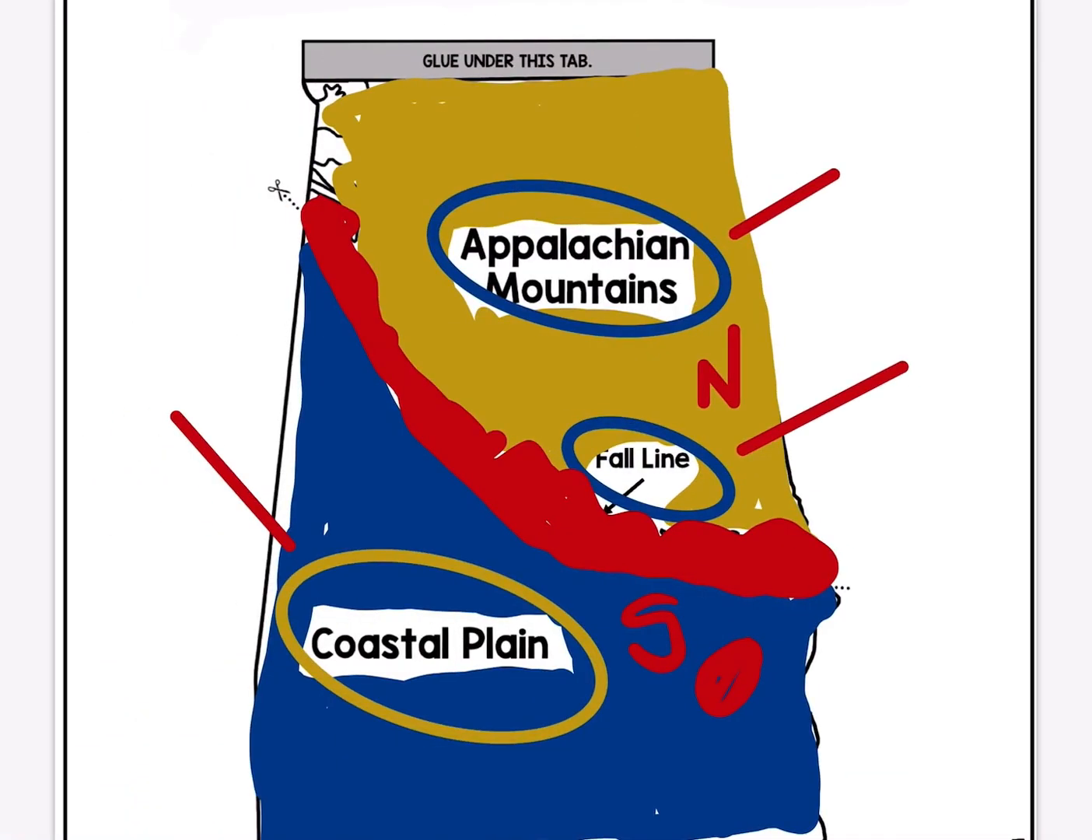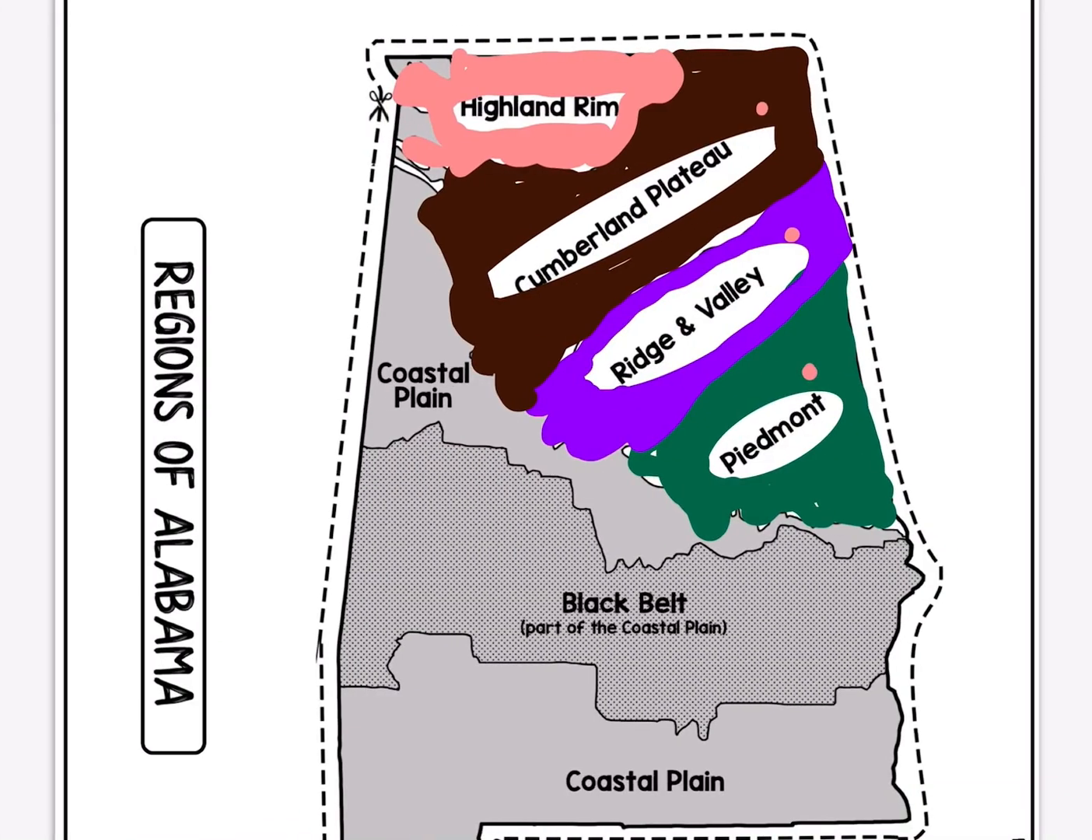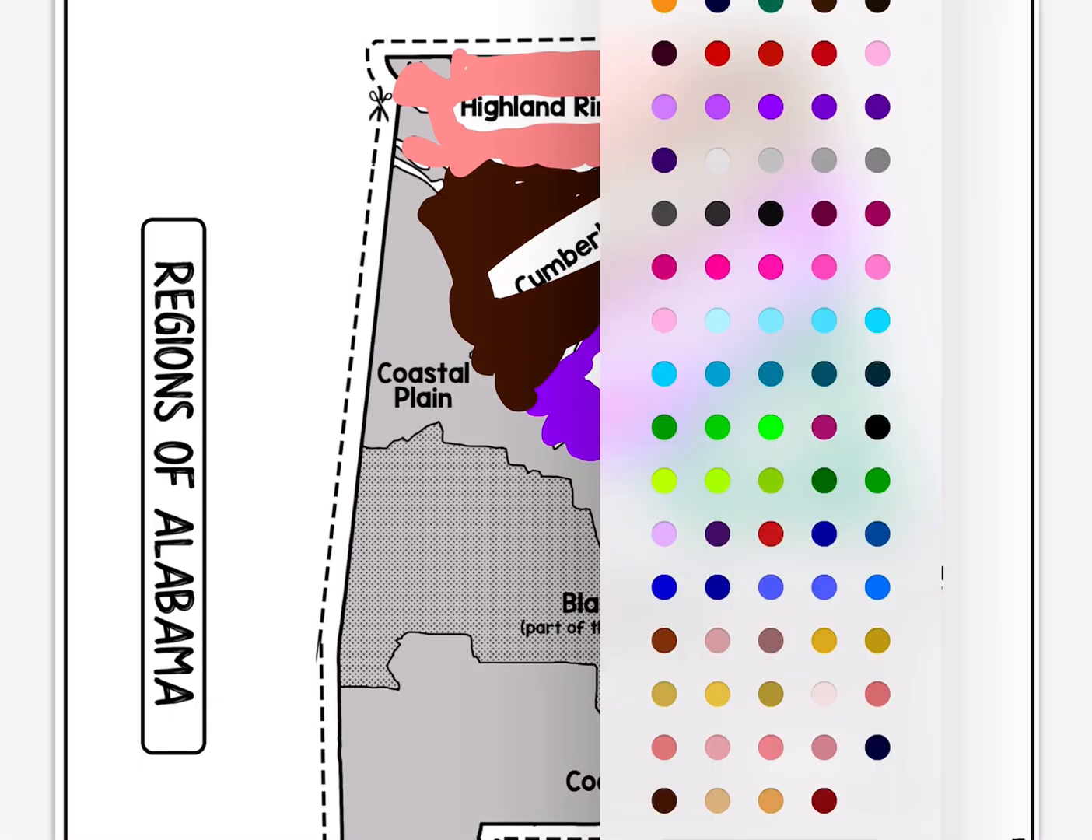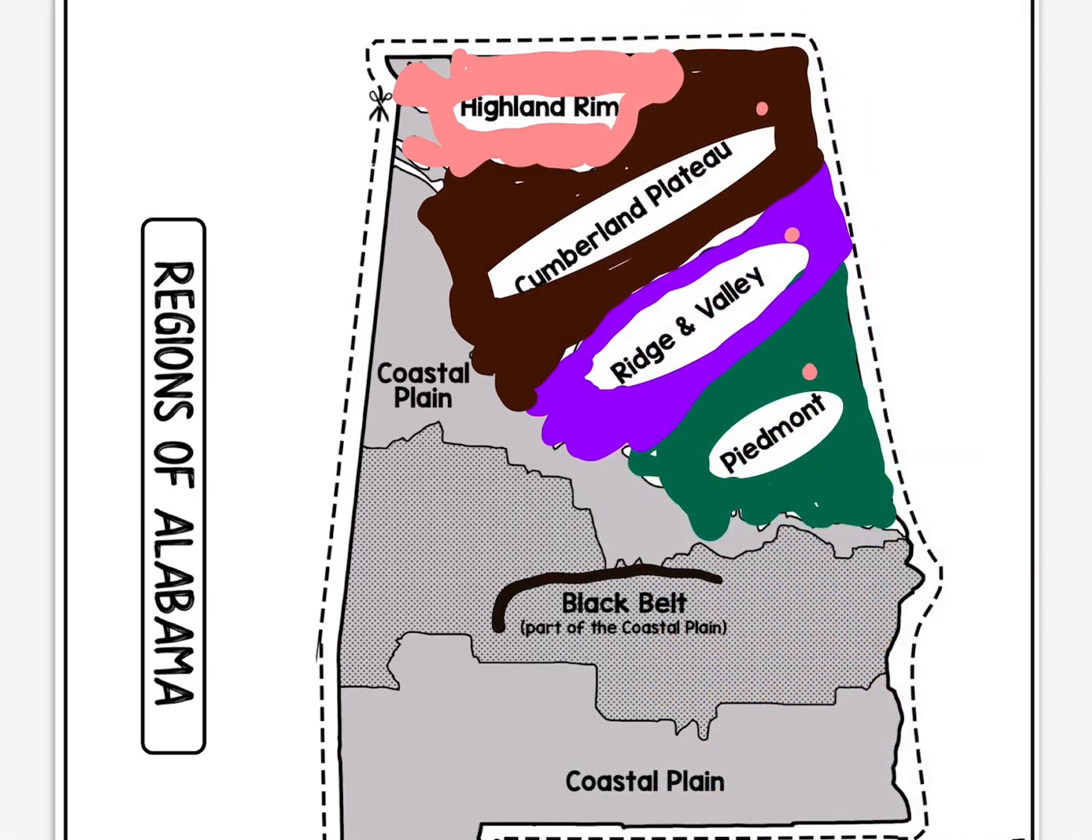So the coastal plain is right here. I think we may have covered up oh, here we go. Here's the Black Belt. So let's color it black. Again, you don't want to cover up. I'm just going to draw a circle around this, okay? And then you want to outline it.